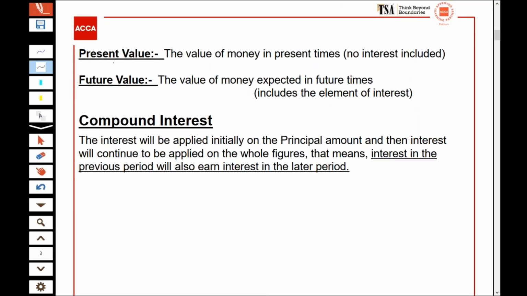See, present value. This is the value of money in present times. That means no interest included. This is with no interest included.